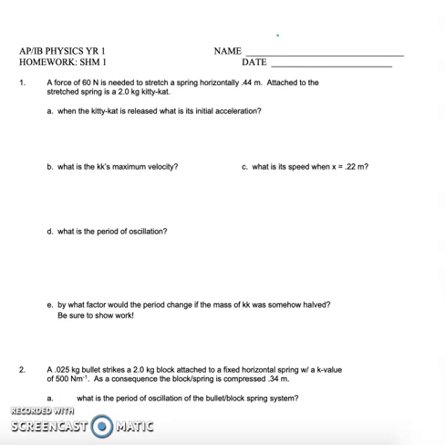Okay, so let's do solutions to the simple harmonic motion homework for practice set 1. This will cover problems 1 through 4. I'll do a separate tutorial for the rest of the problem set.